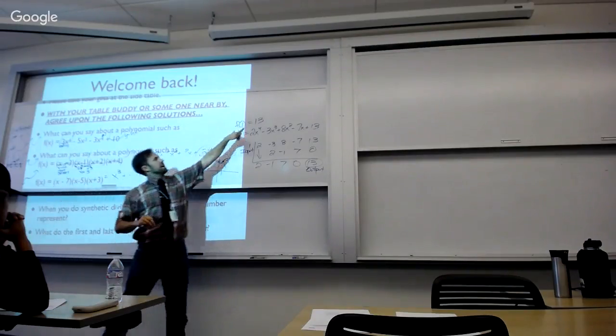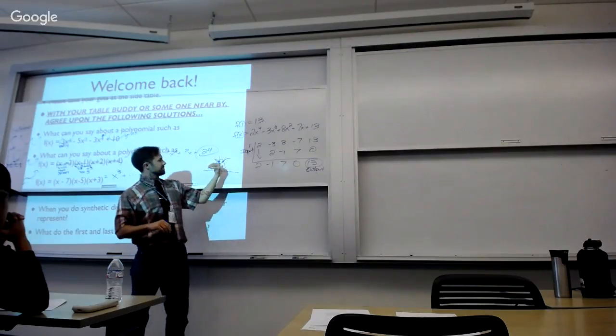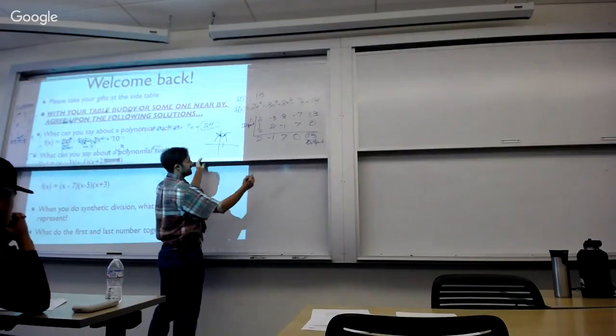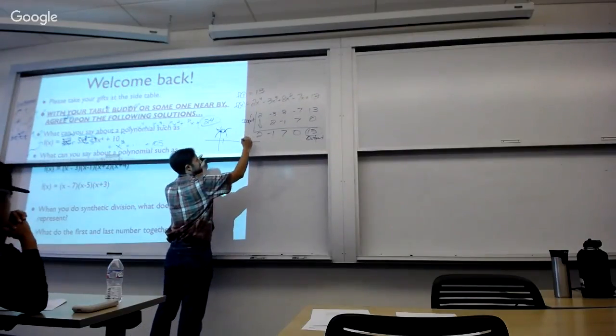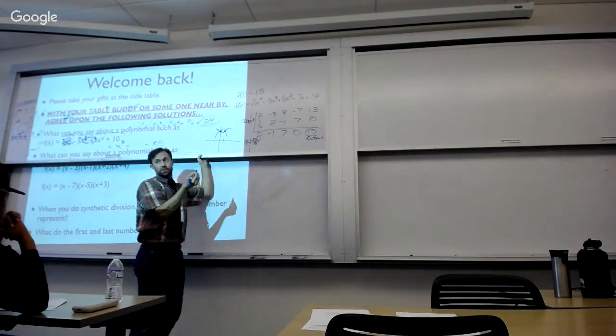But what else do we know? Now that f of 1 equals 13, we also know, I already kind of put it there, that if you made a table of values, your input would be 1 and your output would be 13, and therefore what do you have on the graph?